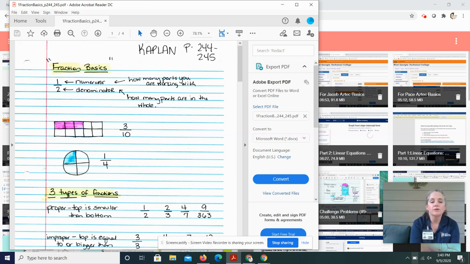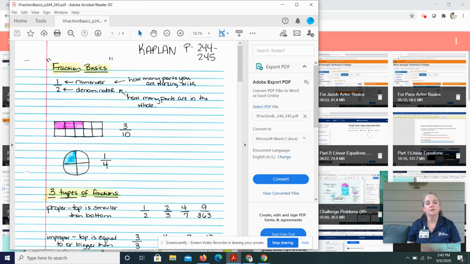So we are starting with fraction basics, which in the Kaplan book is pages 244 and 245. And we're just going to go over some really basic stuff first. I did some handwritten stuff here. If you can't read my handwriting, I'm sorry, but a lot of it's just stuff straight from the Kaplan book. But I just wanted to go over it with you and talk a little more about it.